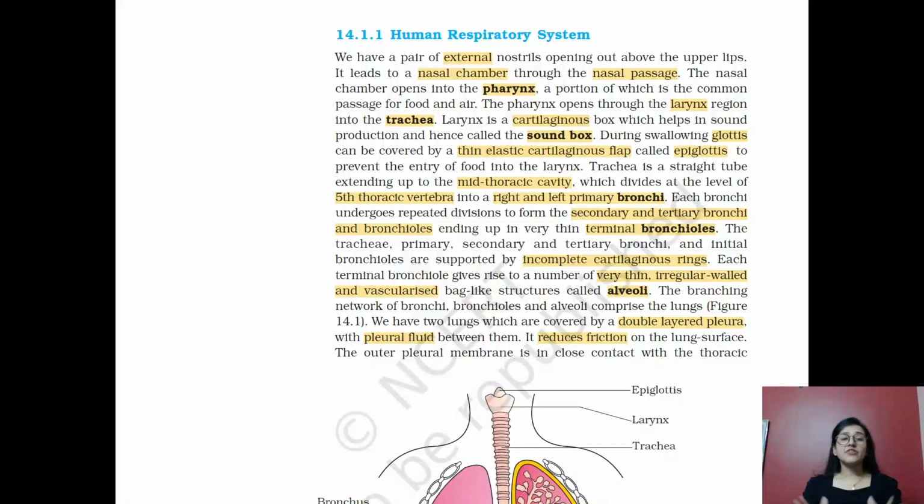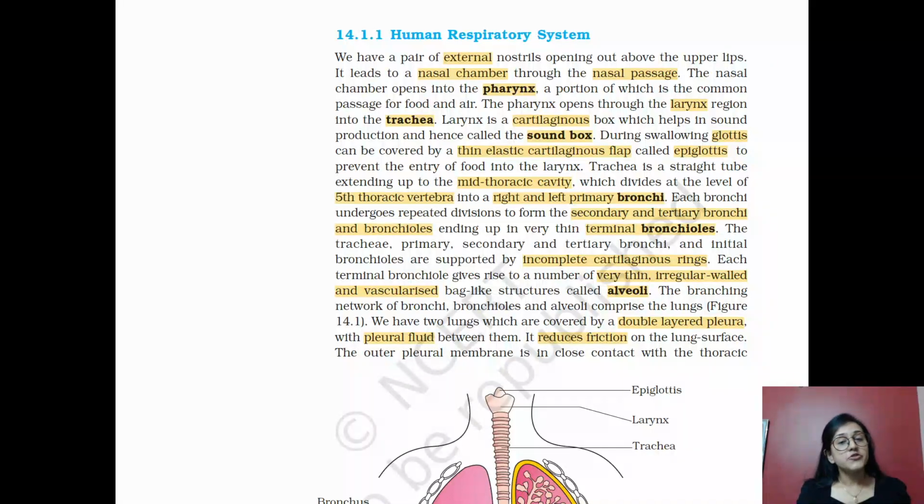Then as we can see in any tree, all the branches go through extensive divisions. Likewise, the bronchi divide into secondary and tertiary bronchi. Then again there is division leading to terminal bronchioles. And then these bronchioles give rise to alveolar ducts, which again after extensive division give rise to small vascularized, thin and irregular walled bag-like structures which are known as alveoli.